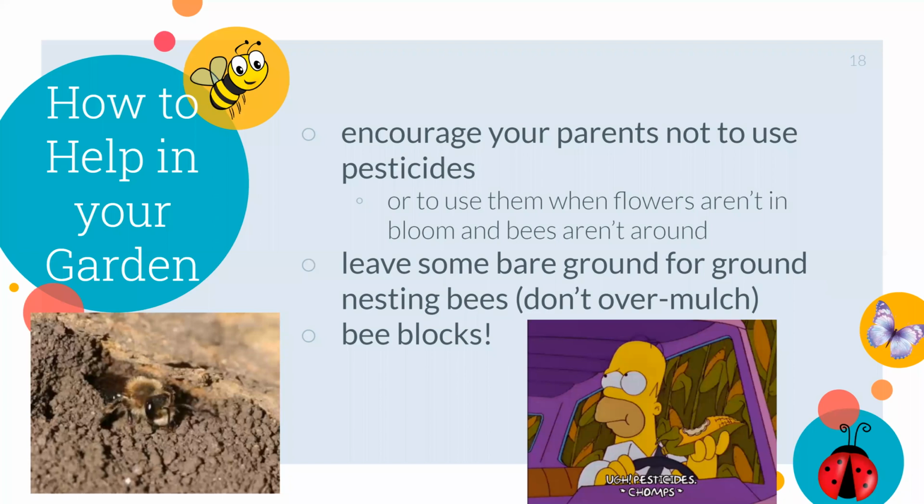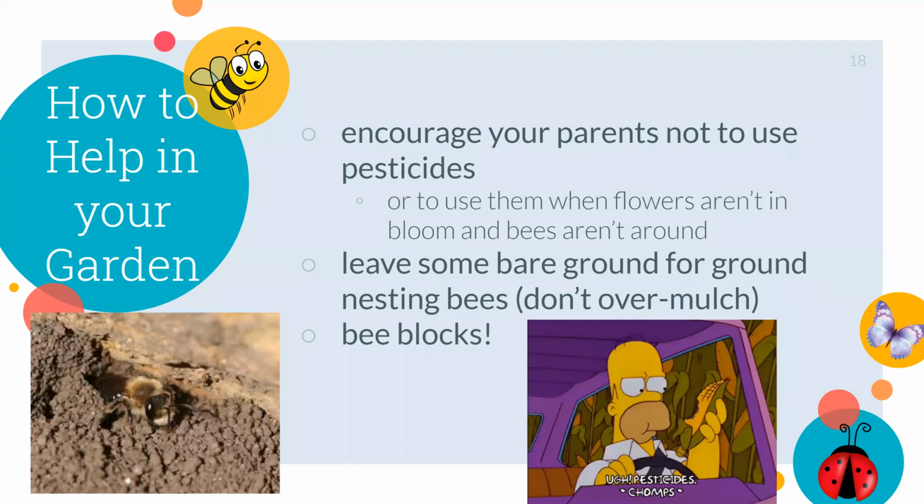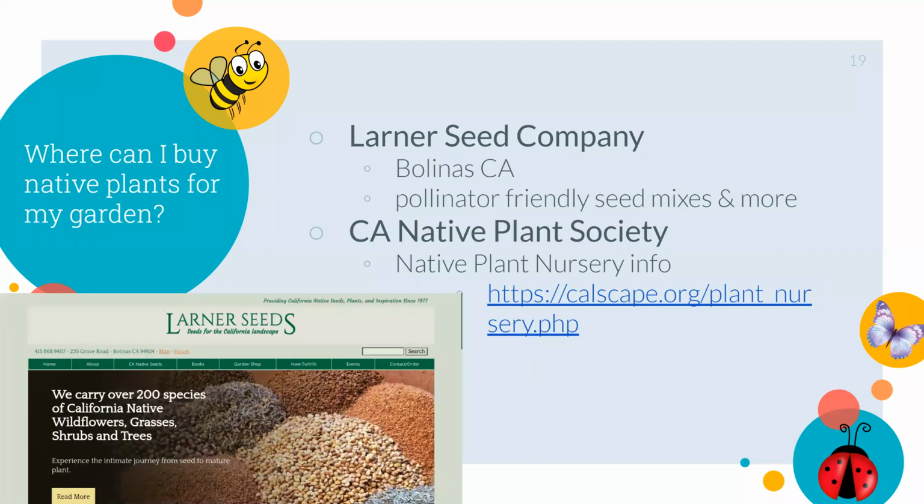Okay, so something else you can do to help the bees is plant native plants for your gardens. And some places that you can get these seeds are the Larner Seed Company in Bolinas, California, and they have these pollinator-friendly seed mixes and a lot of other native plants that you can plant. And also you can visit California's Native Plant Society, and you can get their information on this link that we have over here. Next slide, please.